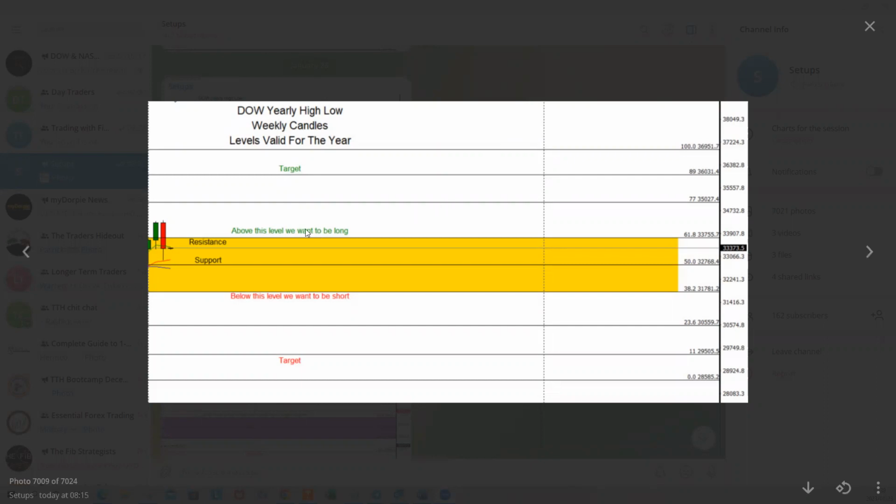So in front of us, we have the Dow yearly high-low, currently between levels of 50 and 61.8 as support resistance. If you look at moving averages, 8 is above 21 above 50. That's indicating trend is up. So we're still looking for another push above the 61.8 to aim for that 89 target level.